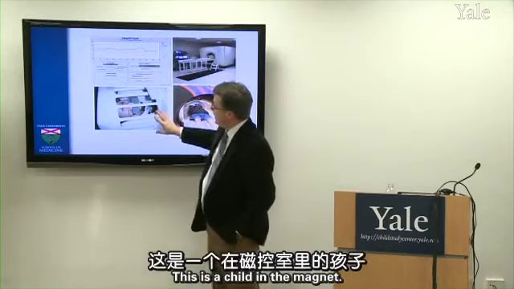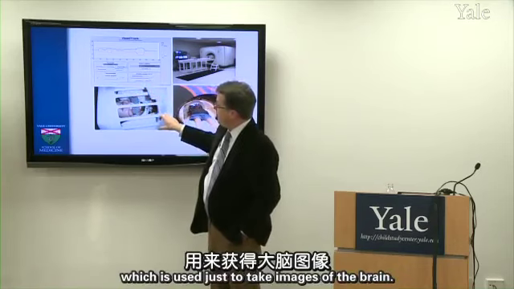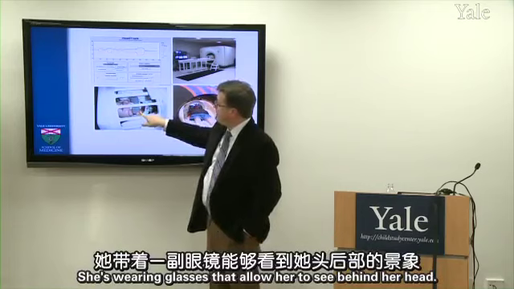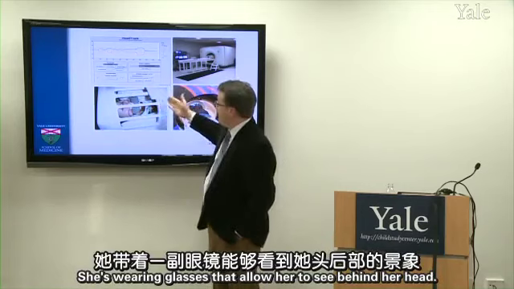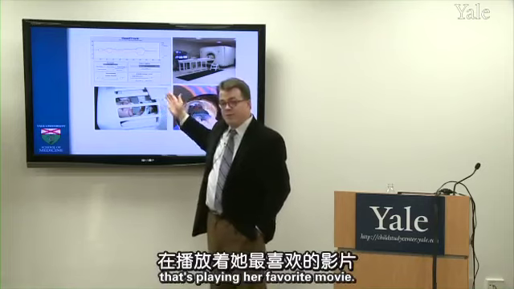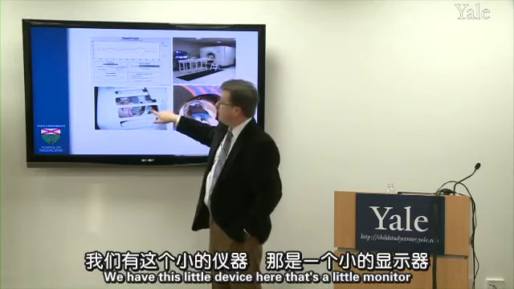We have a device that actually monitors head movement. This is a child in the magnet. This is a radio frequency head coil, which is used to take images of the brain. She's wearing glasses that allow her to see behind her head. Back here we have an LCD monitor that's playing her favorite movie. And then we have this little device here that's a little magnet that's being monitored in space.